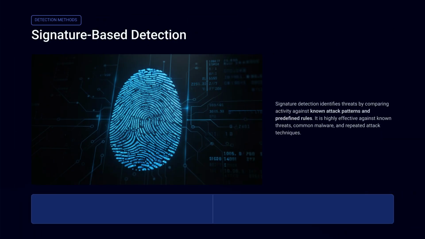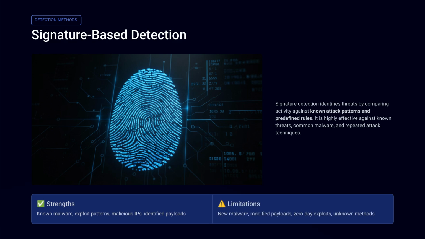Signature-based detection identifies threats by comparing activity against known attack patterns and predefined rules. It is effective against known threats, common malware, and repeated attack techniques. However, it is limited against new malware, zero-day exploits, and unknown methods.